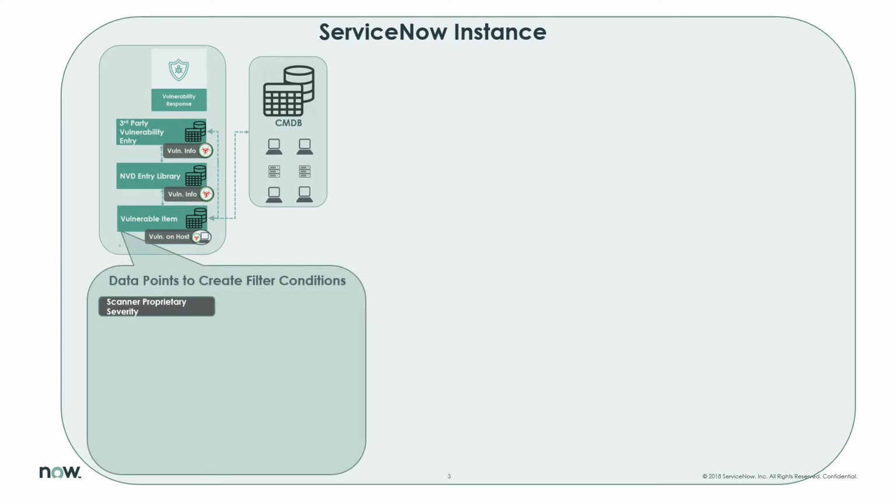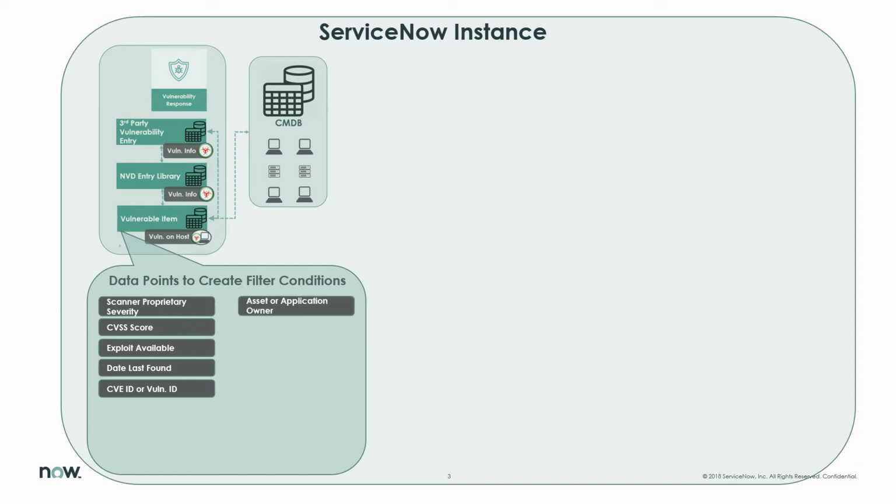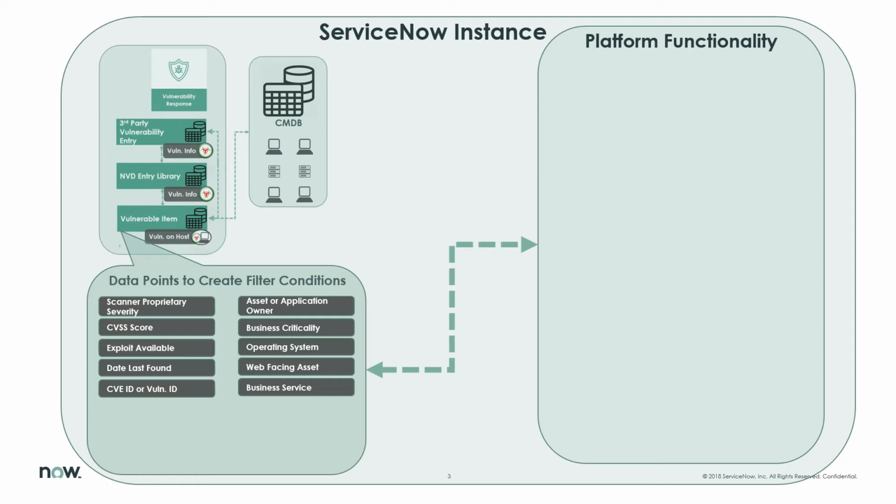From here, you can see the data points we're pulling from the vulnerable item table can include anything from the vulnerability side, including scanner proprietary severity, CVSS score, if there's an exploit available or not for the vulnerability, date last found by the scanner, and the ID of the vulnerability itself. We can also use any data point coming from the CMDB, like asset or application owner, business criticality, operating system, if it's a web-facing asset or not, and what business service the asset may belong to. Because we have all of these data points to use as filter conditions, we can now use those in platform functionality.